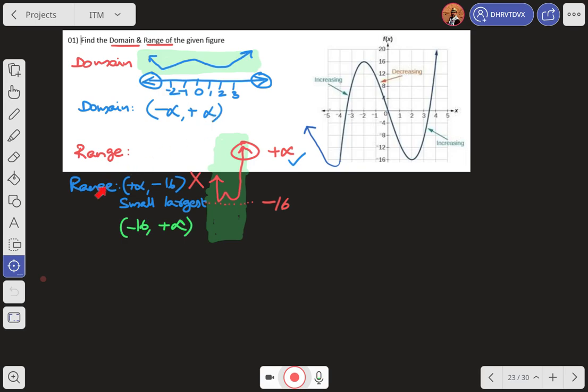Likewise, range means the set of y values. So let me draw a bold y-axis, then try to accommodate the given figure here. I don't see any arrow marks at the bottom, so I'm looking for the number. The number is -16. What is the highest value? It keeps going, it keeps going, it keeps going. Therefore, it is positive infinity. That's going to be the range.